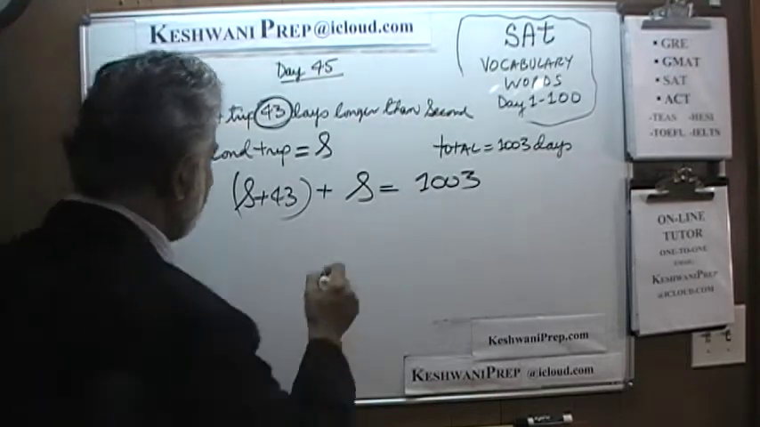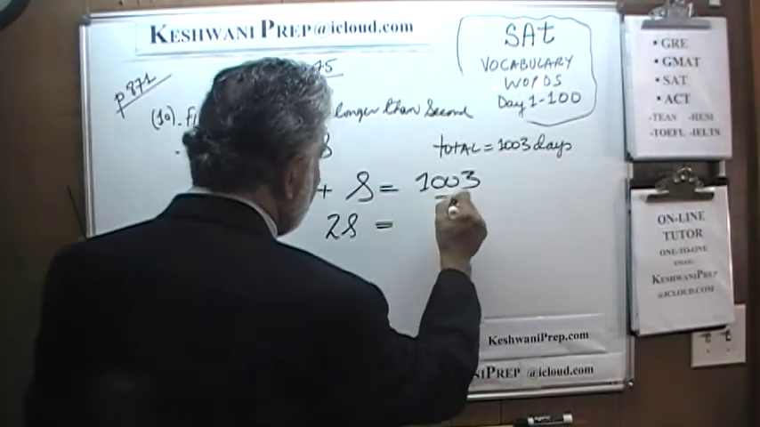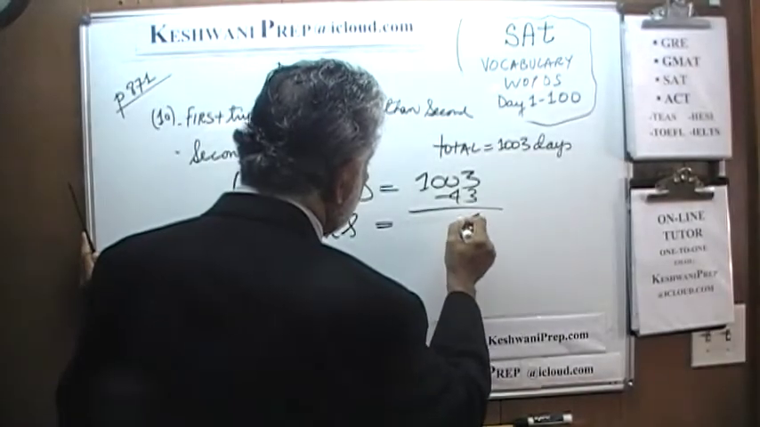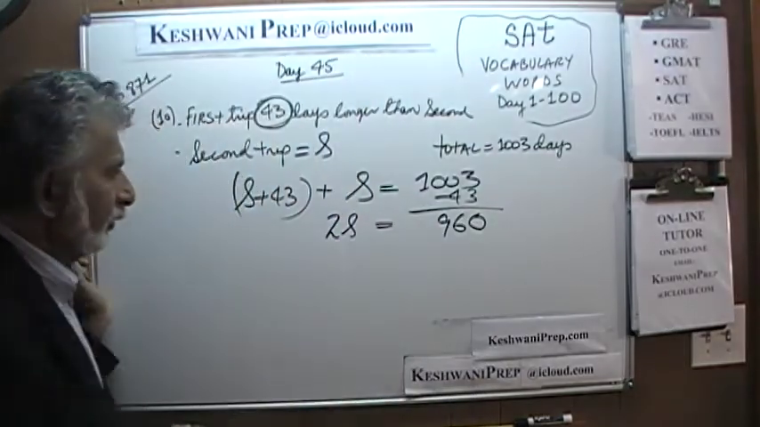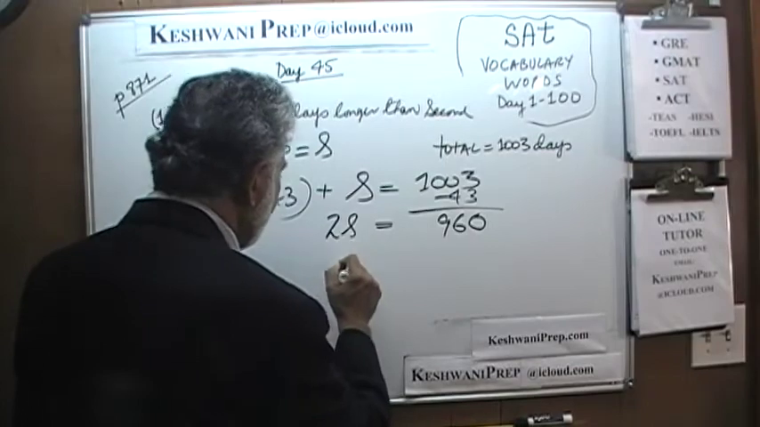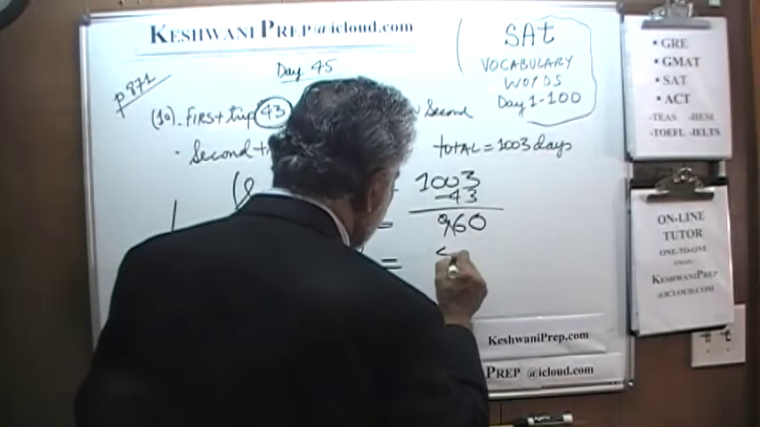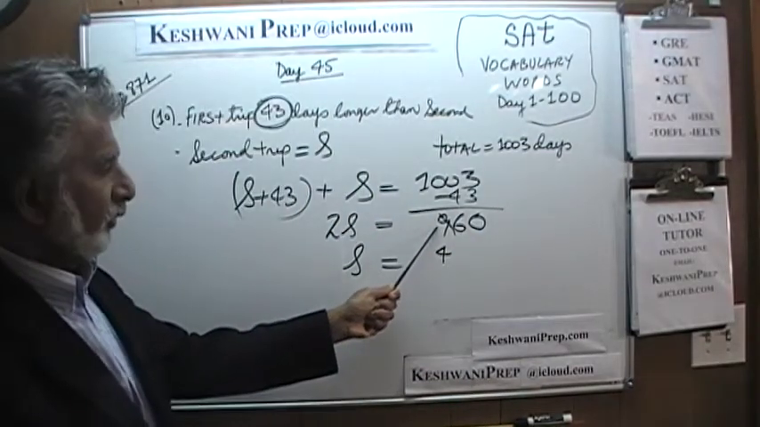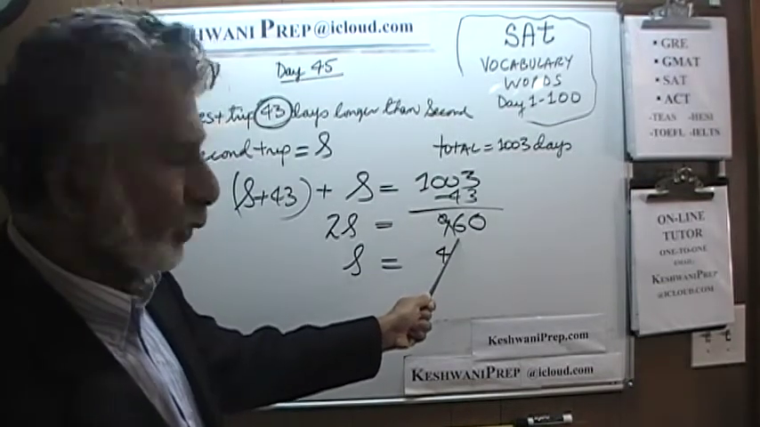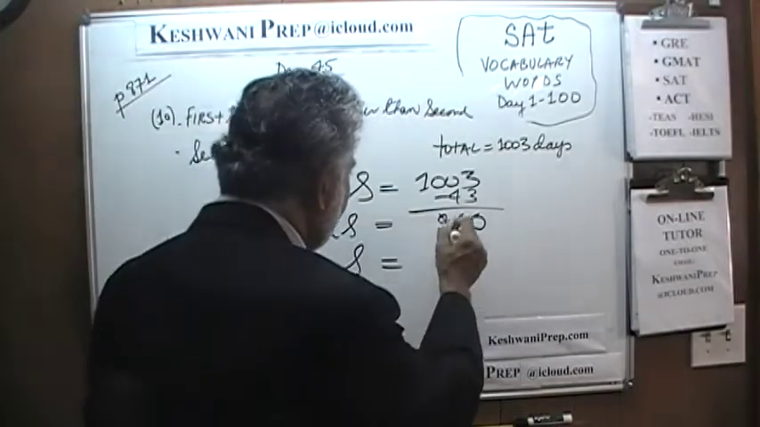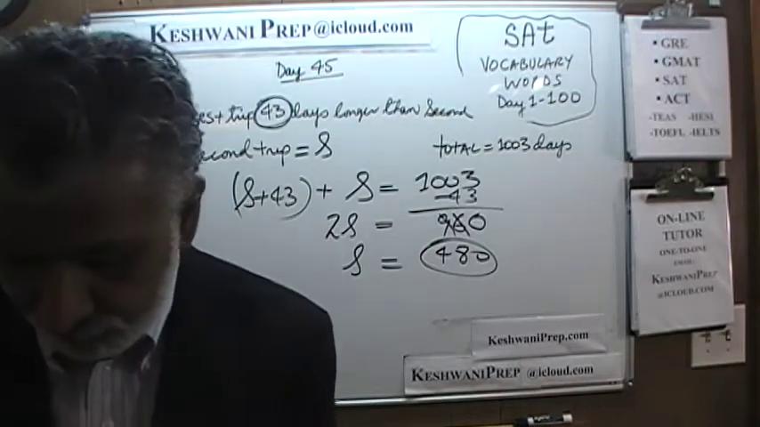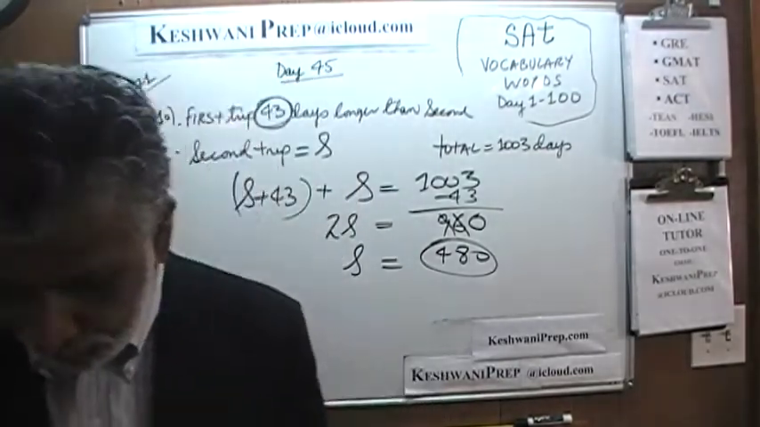Let's subtract 43 from both sides, so we get 2S is equal to 960. Divide both sides by 2, and S is going to equal 480. 9 has 4 2s, 4 times 2 is 8, after we take away 8 from the 9, we have a remainder of 1. 1 goes and joins 6, becomes 16, and 16 has 8 2s. There you go. That's very simple, very straightforward. Apparently, the second trip took 480 days.